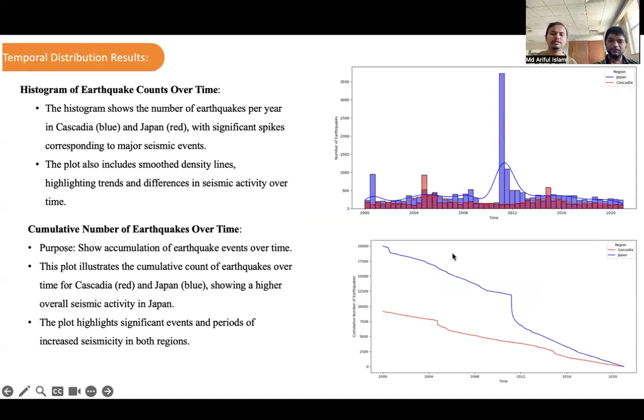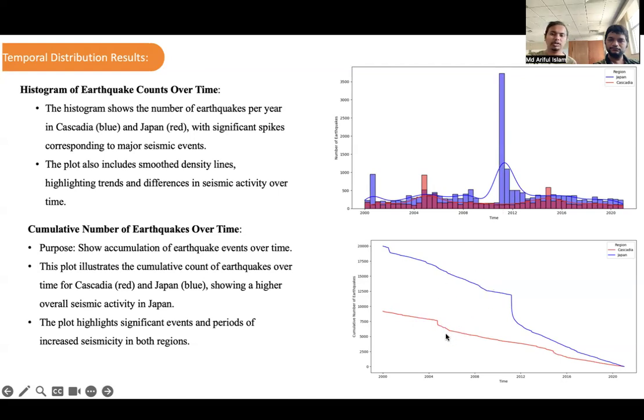So the first plot on the top shows the temporal distribution of earthquakes as a histogram. Here we can see in Japan, the number of earthquakes in each given bin is much higher than Cascadia, which is represented in this pink color, and the bluish color is represented by Japan. Here we can see around 2011, we have a big jump in the number of earthquakes. This is caused by a magnitude 9 earthquake called the Tohoku earthquake in 2011. This caused a lot of foreshocks and smaller aftershocks. That's why we have a lot of earthquakes here.